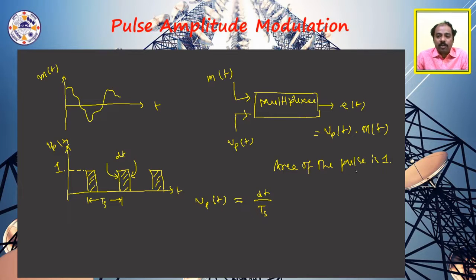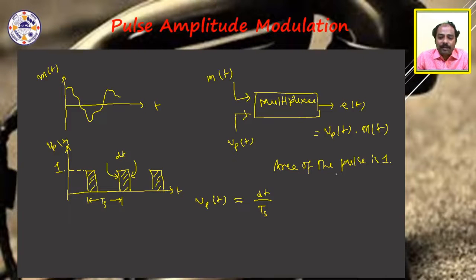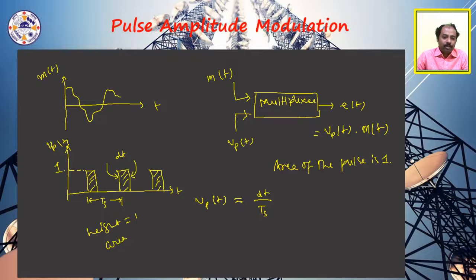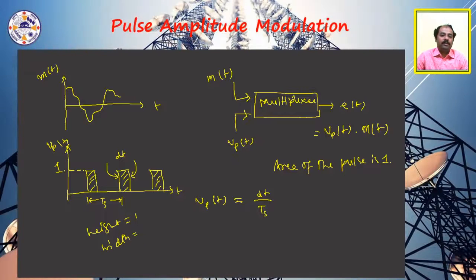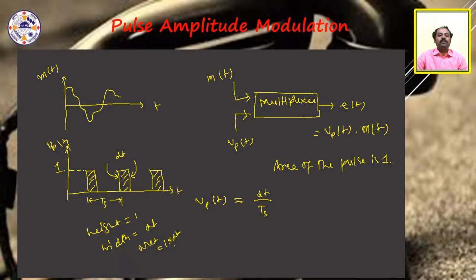So the height of the pulse is 1 and the width of the pulse is dt. So area is equal to 1 into dt. So this is the strength of the pulse. The strength of the pulse is 1 into dt.